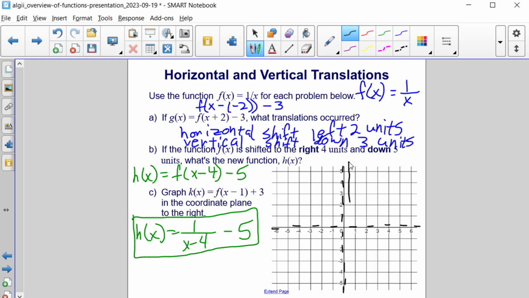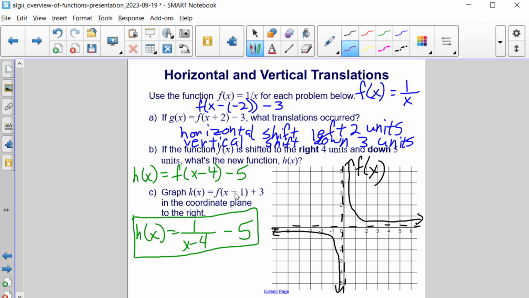So 1 over x generally looks like this. It's that rational function, and more about these rational functions will be studied later on in this course, but for now just understand the graph shape of the parent function. So it looks like this. So k of x is f of x minus 1 plus 3.